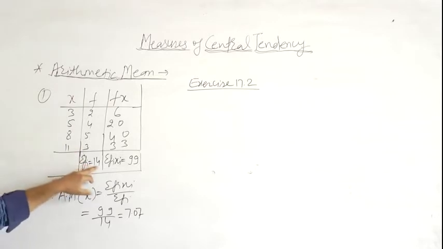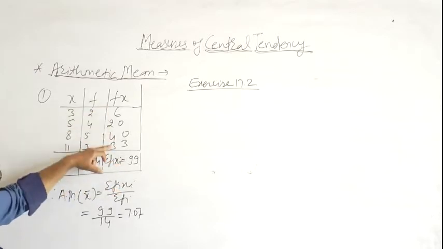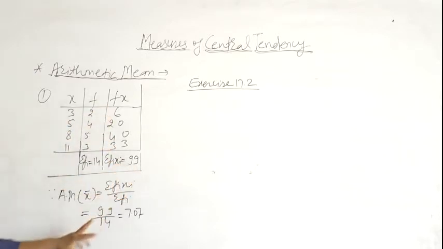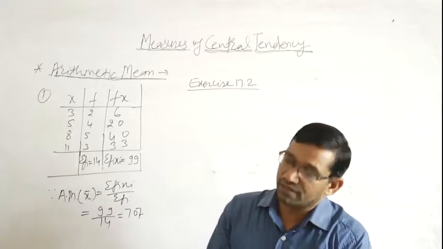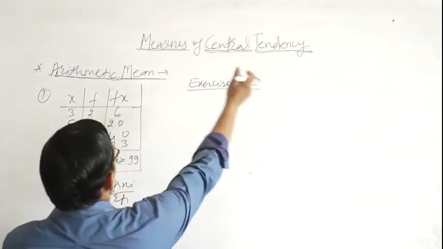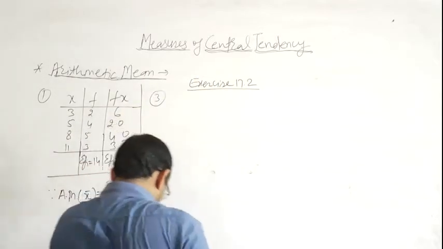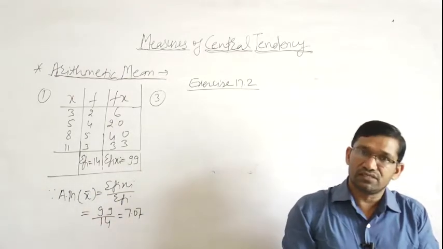Then we find sigma fi, it means sum of frequencies. Sum of frequencies is 14. Then sigma fi xi, sum of fx, it means 99. We put the values in this formula and solving we get arithmetic mean is 7.07. Clear? Okay. Then question number 2 is a very simple question, you can easily solve.